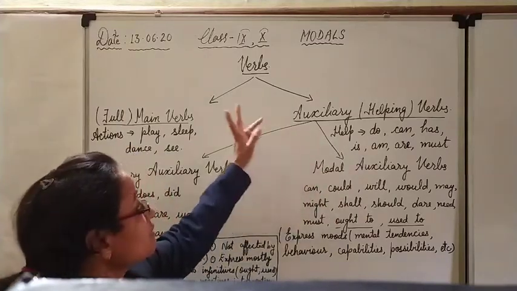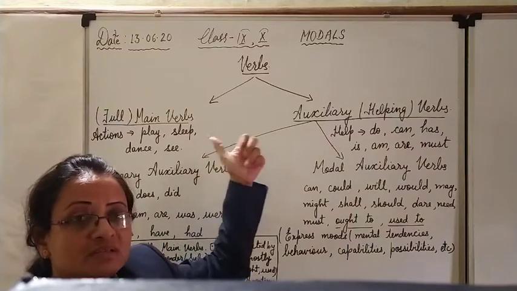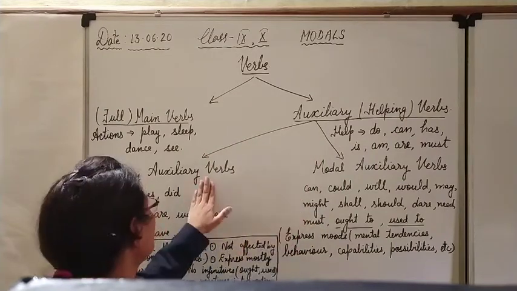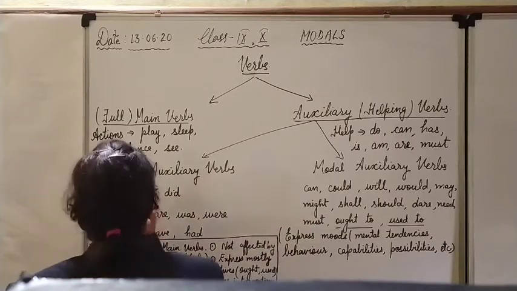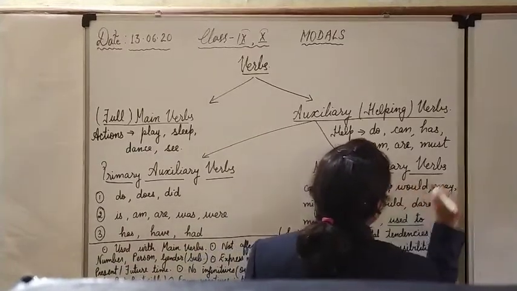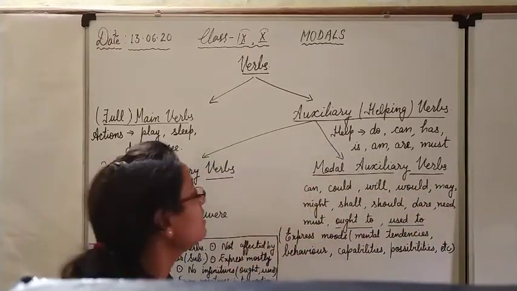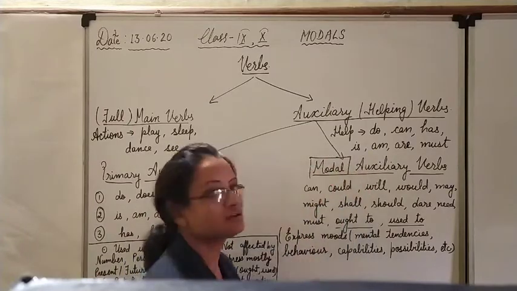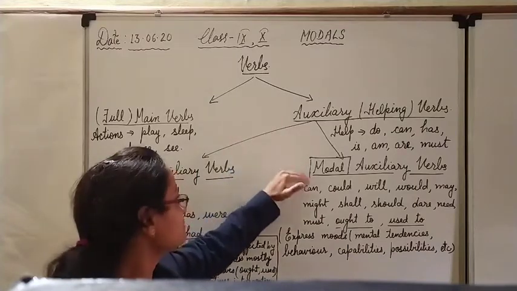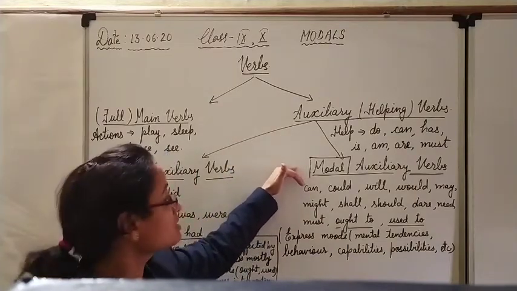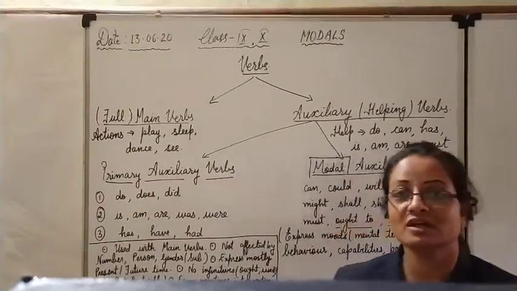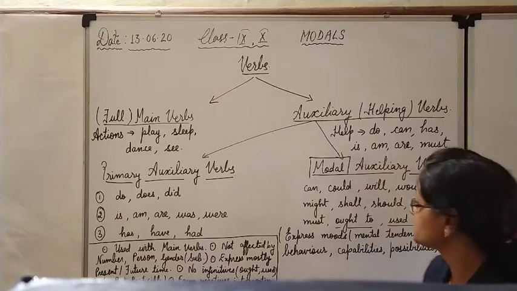Now again these verbs can be classified into two types: full verbs and auxiliary verbs. Then again auxiliary verbs are classified into two types. One is the primary auxiliary and the other is the modal auxiliary, which we are going to learn in this chapter. Here is our chapter. It was an introduction part to explain to you what actually modals are and where we get these modals from. These are modals, also known as auxiliary or helping verbs.